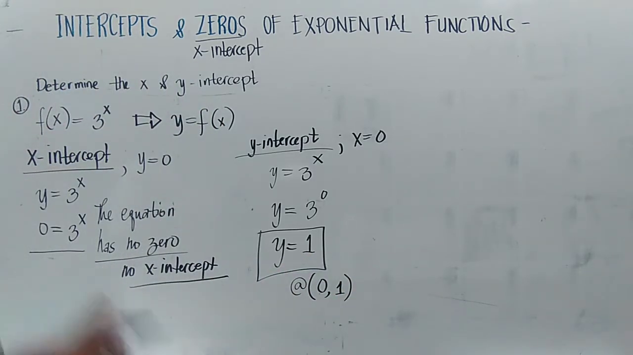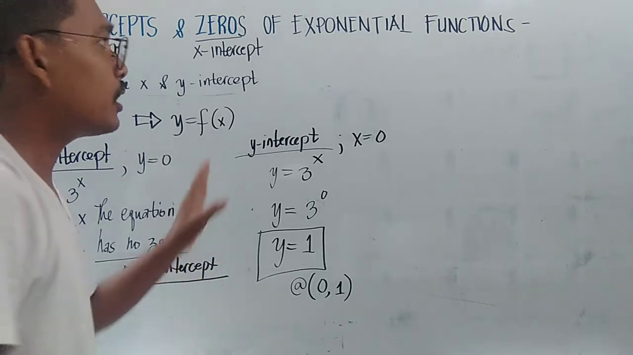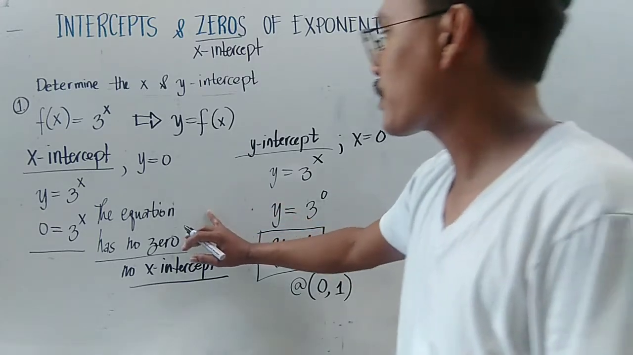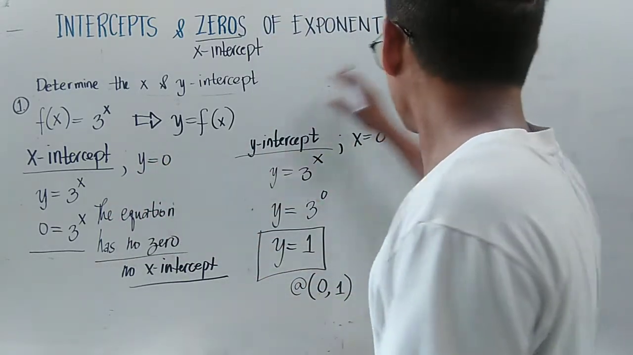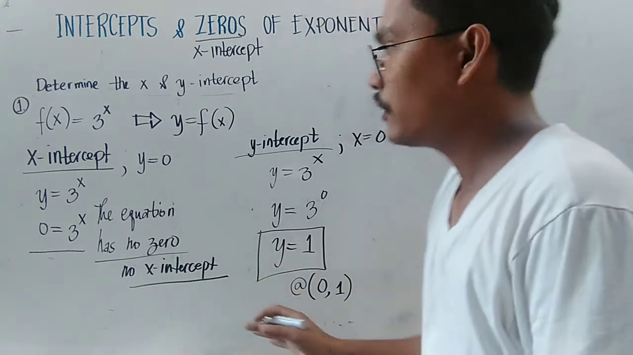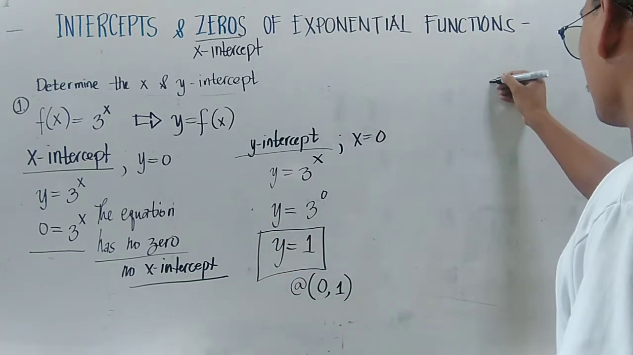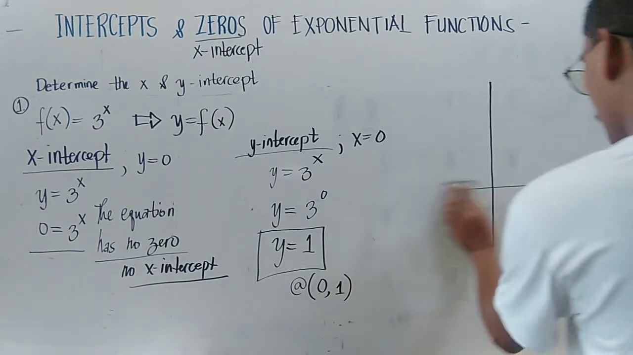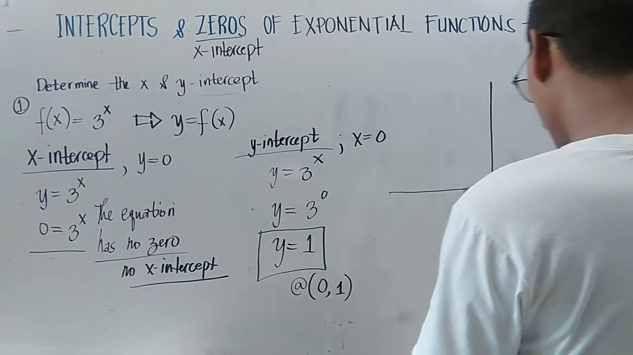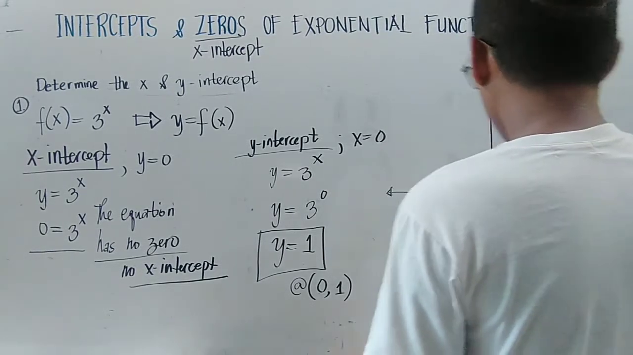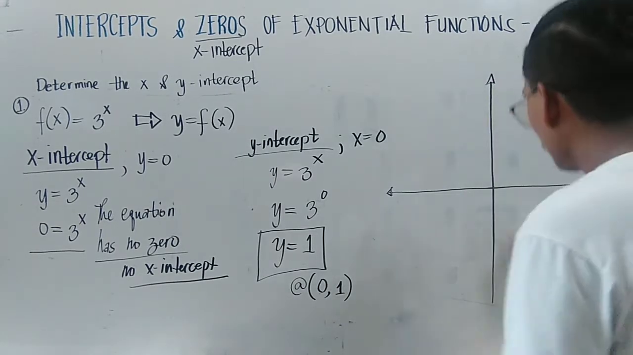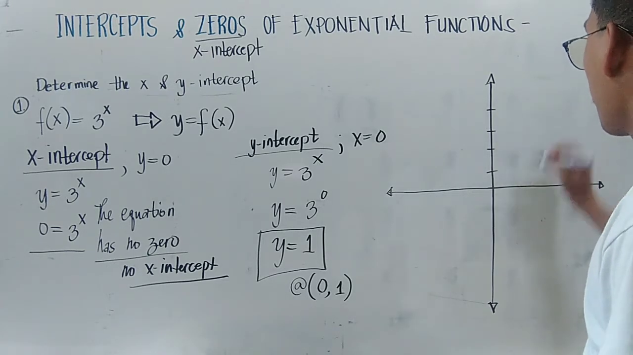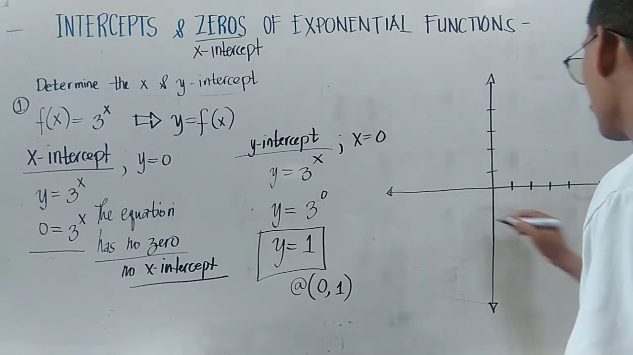So the y-intercept is the point of intersection of the graph of your exponential function on the y-axis, while the x-intercept is the point where your exponential function intersects with your x-axis. So I will give you an overview of the graph of this exponential function. Maybe not the exact graph, but I will give you a hint how this thing goes.